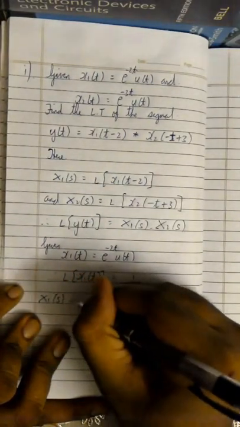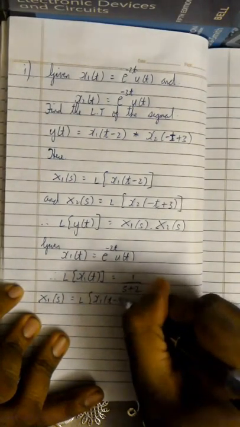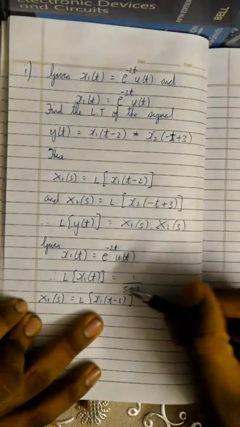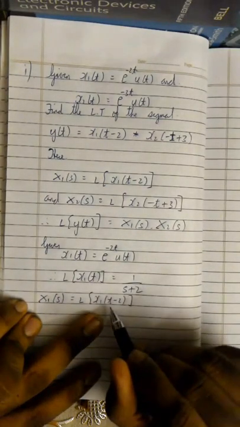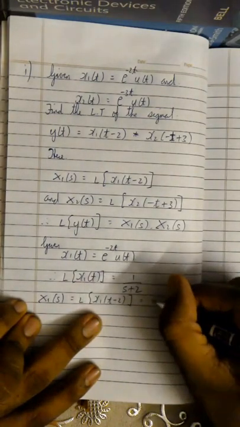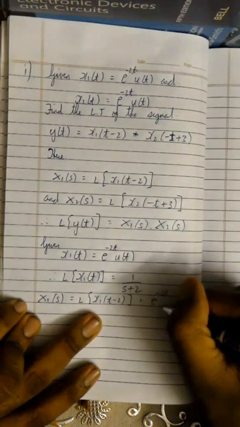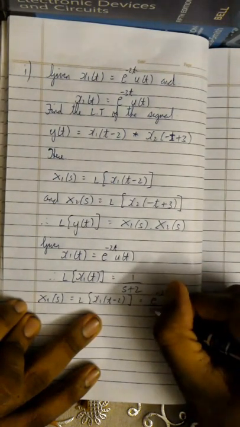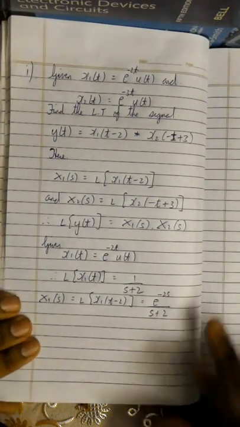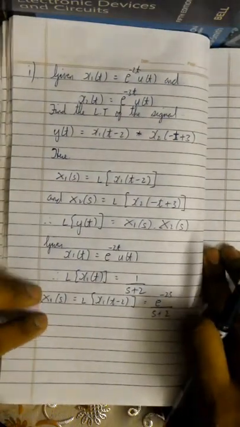So therefore x1 of s is equal to the Laplace transform of x1 of t minus 2, which is nothing but, you need to apply the time shifting property to this equation. So this is minus 2, right? The time shifting property, if you apply this, it will become e raised to minus 2s into 1 by s plus 2. E raised to minus 2s by s plus 2. Okay, this is x1 of s. Now you need to find x2 of s.